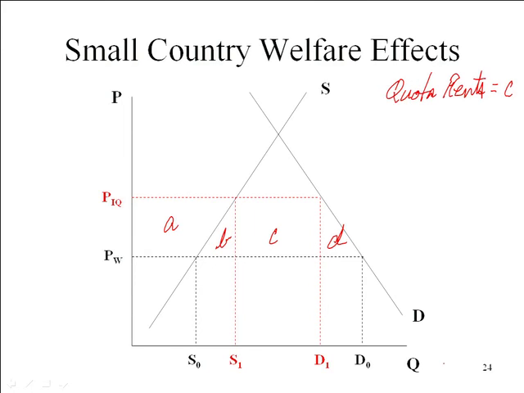Also notice that this transfer is actually from consumers, right, who are paying the higher price, to whoever owns the quota license. And it's also to producers. I mean, the producer surplus is coming from consumers, but the quota rents are coming from consumers in the form of higher prices as well.